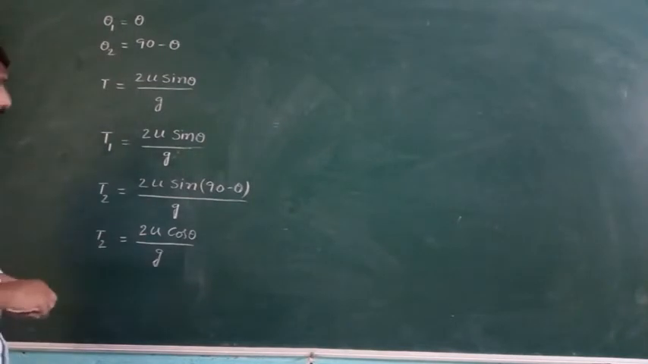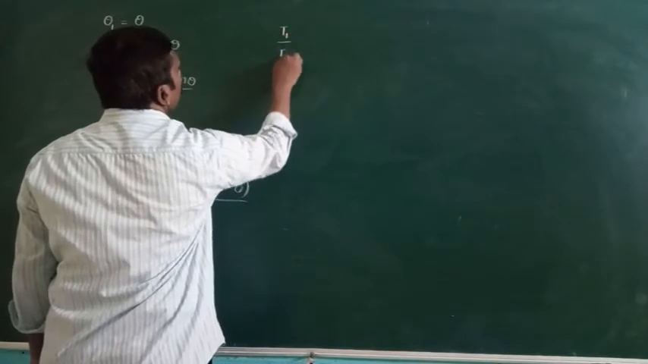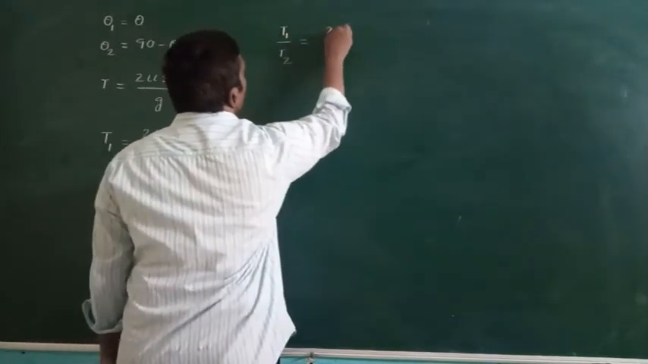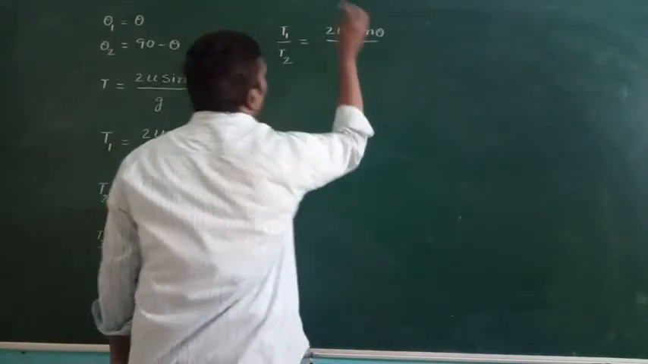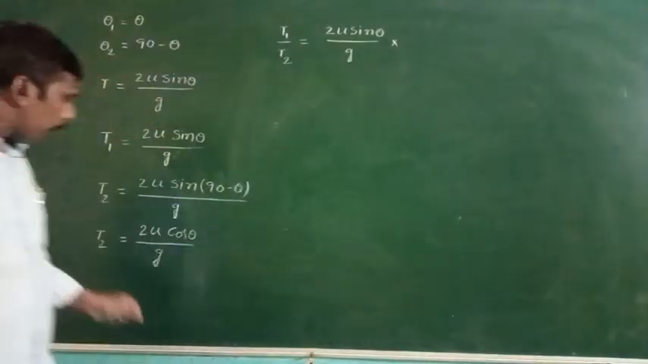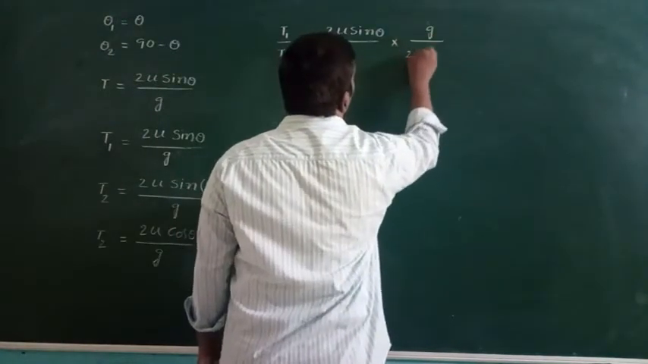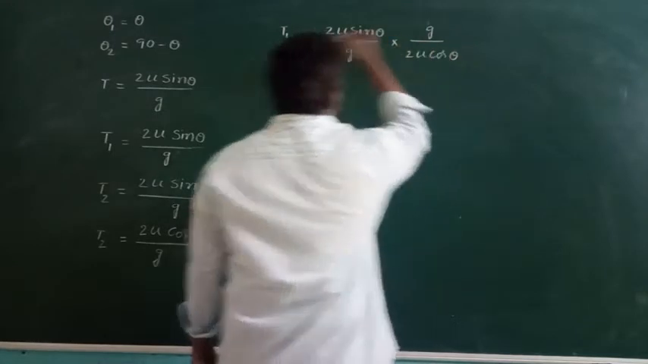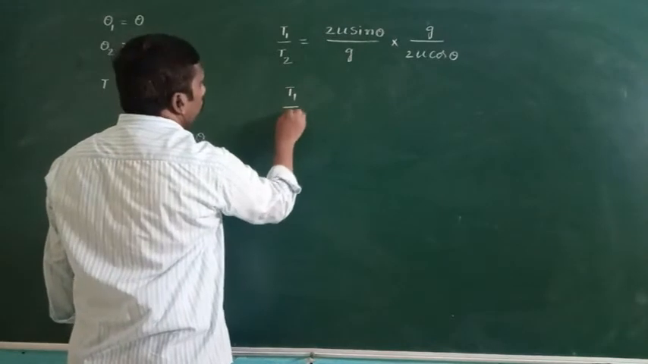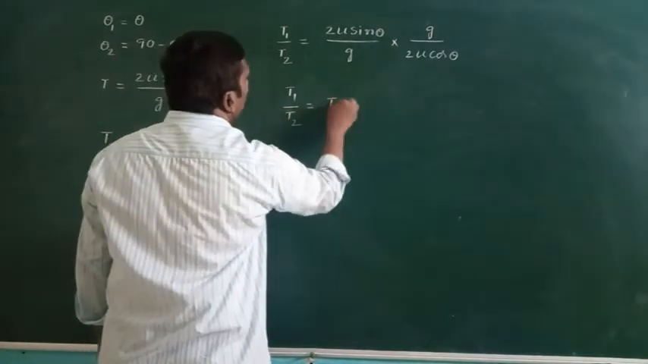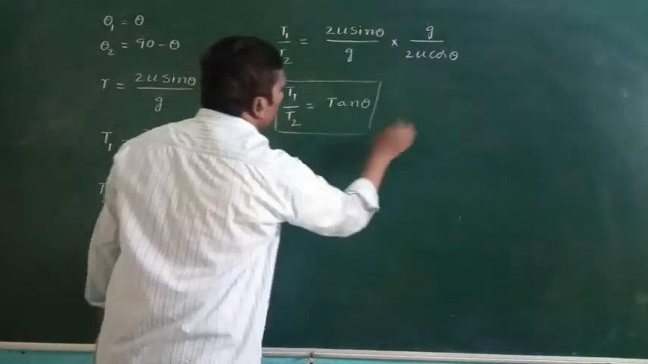So if T1 is divided by T2, T1 by T2 is equal to 2u sin theta by g into the reciprocal of T2, so g by 2u cos theta. So 2u and g get cancelled. T1 by T2 is equal to tan theta, we will get. This is one relation between time of flights.